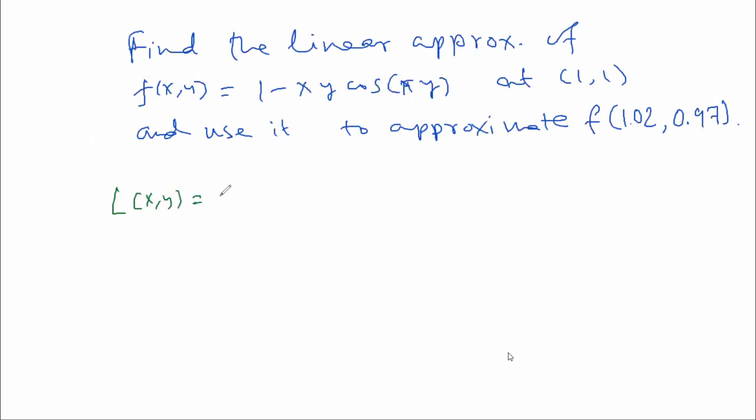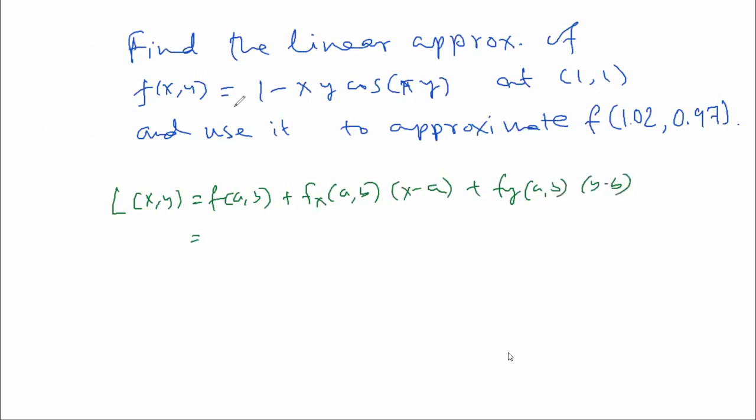L(x,y) is f(a,b) plus... f(a,b) means you're plugging in 1, 1. So if you plug in 1, 1, I'm just writing 1, 1 instead. This is cosine pi, right? Cosine pi is negative 1. So this is going to be 2.